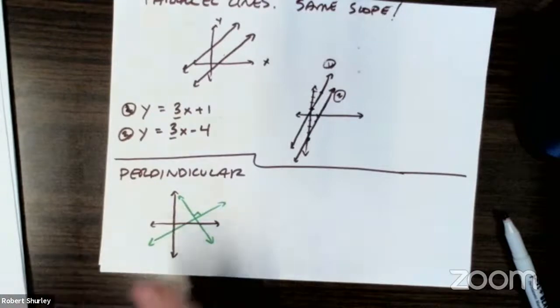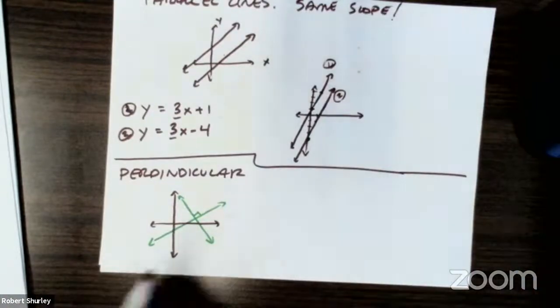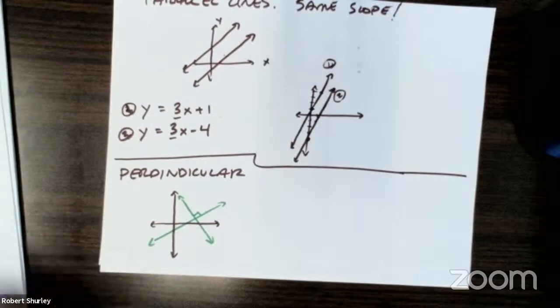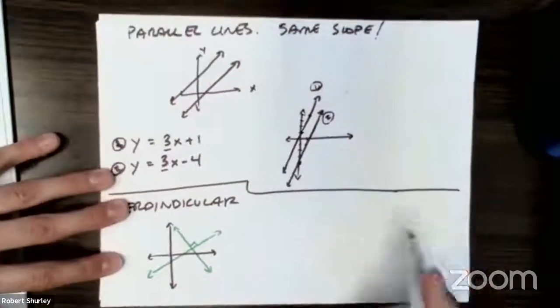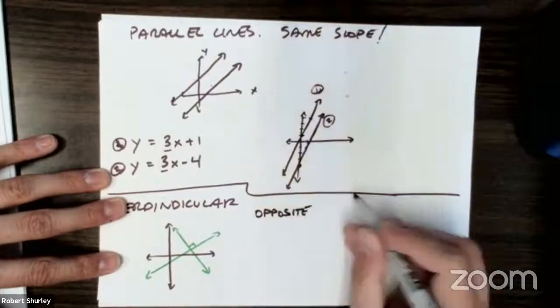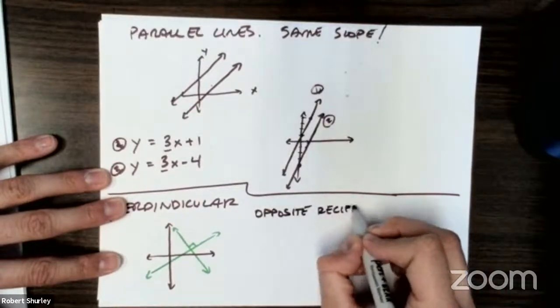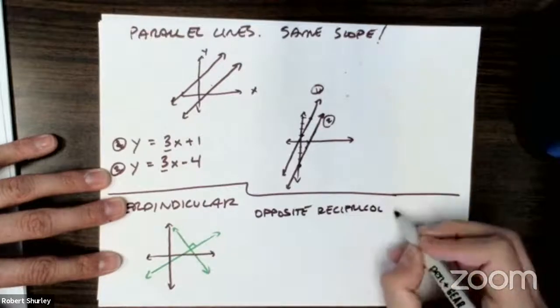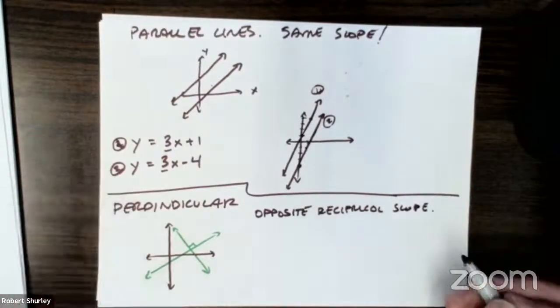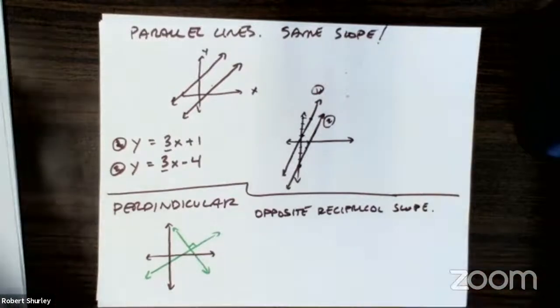Okay, so with perpendicular lines, it's a little different. The slopes do have a relationship, but it turns out they're opposite reciprocals. So I'm going to write that down. Opposite reciprocal slope. I might be spelling reciprocal wrong. That might be an A. Reciprocal. Oh, man.